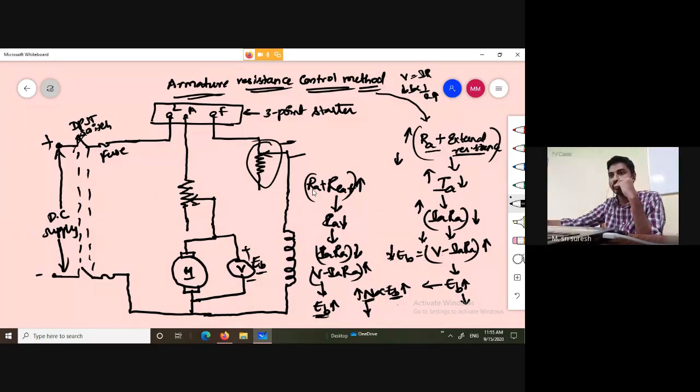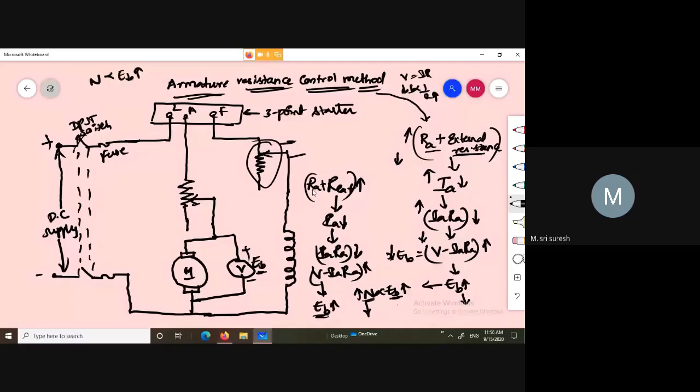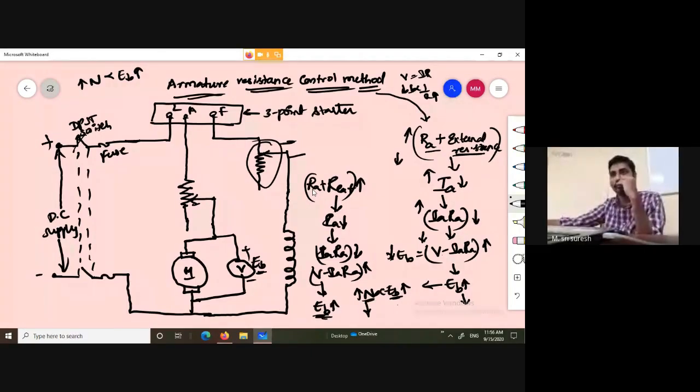And next, we want to observe the speed at this particular maximum Eb value. What is the speed? It will be indicated through the tachometer. N is directly proportional to E. At the time of starting, what is the speed value? Speed value will also be maximum.